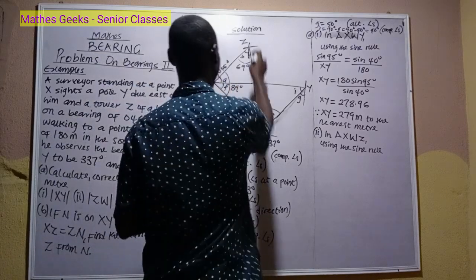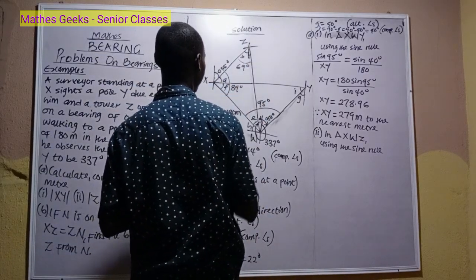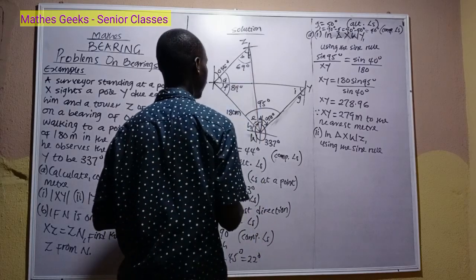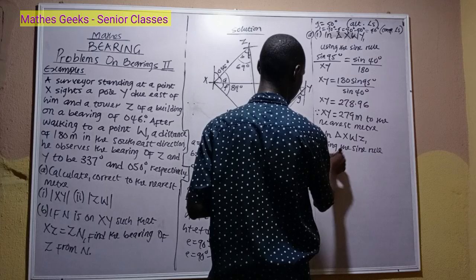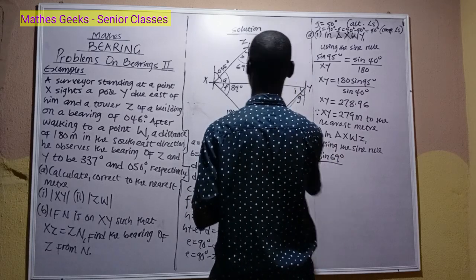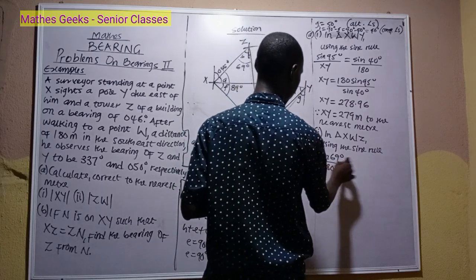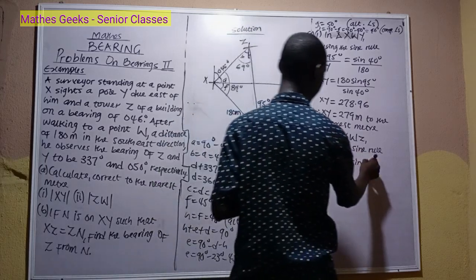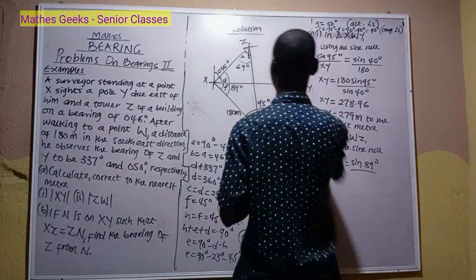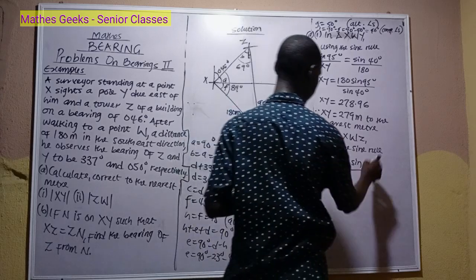So we are looking at this side. So we have two angles and one included side. So sine 69 degrees over 180 is equal to sine 89 degrees over WZ.